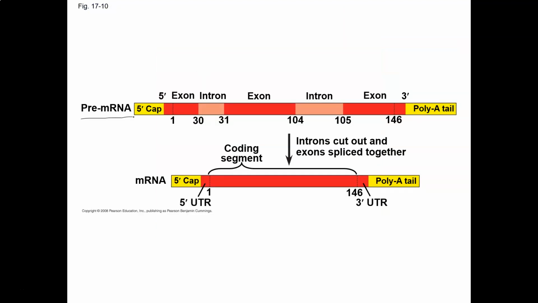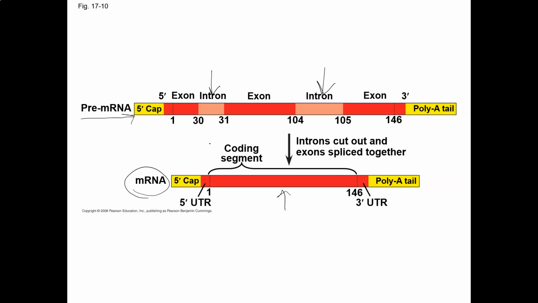Here's the pre-messenger RNA. This is a long chain of nucleotides, and you're going to have to cut out some parts, and the parts you cut out are called introns. So those have to be cut out, and then the exons remaining are spliced together to form the finished messenger RNA. Okay, so that's just a little more detail about pre-mRNA RNA processing. Introns are removed, exons are spliced together during RNA processing. This is for eukaryotes, not prokaryotes.